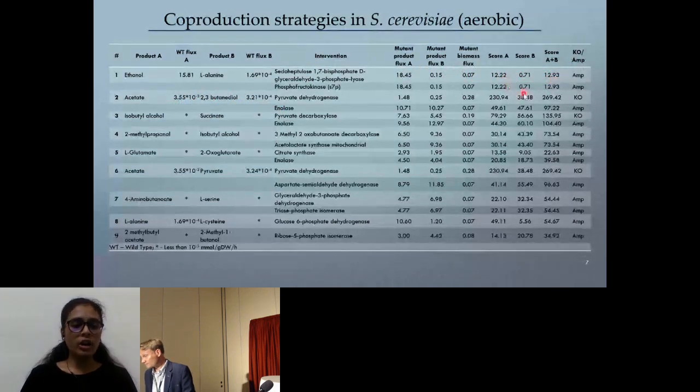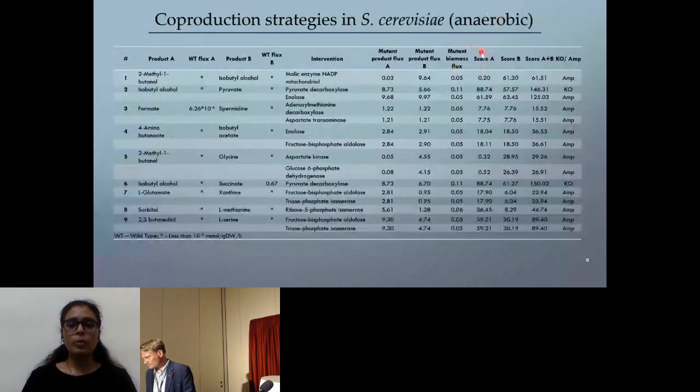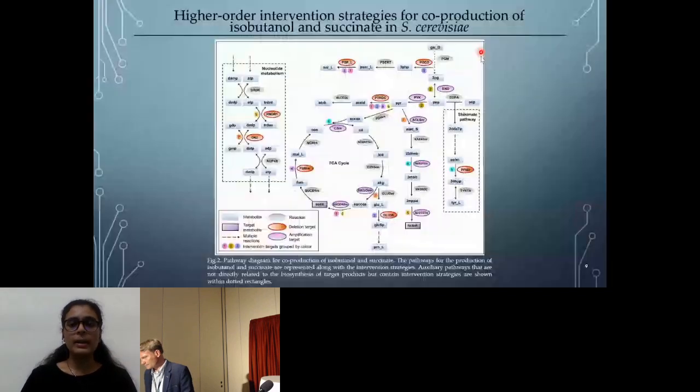And we can see that a lot of commercially valuable products and biofuel candidates are present here. We have also simulated this for anaerobic conditions, but for time constraints I'm skipping that. And we have also shown that we can obtain higher order intervention strategies, where we have combinations of knockouts and amplifications, and also multiple knockouts and amplifications.